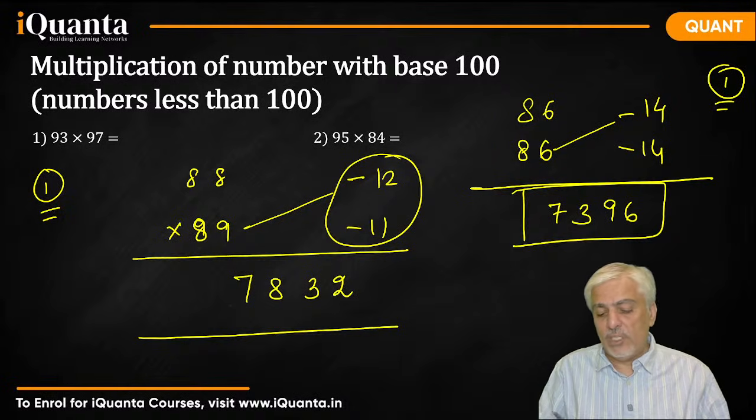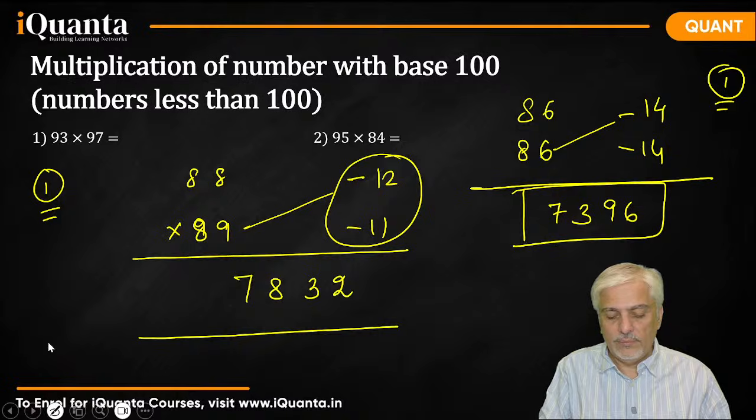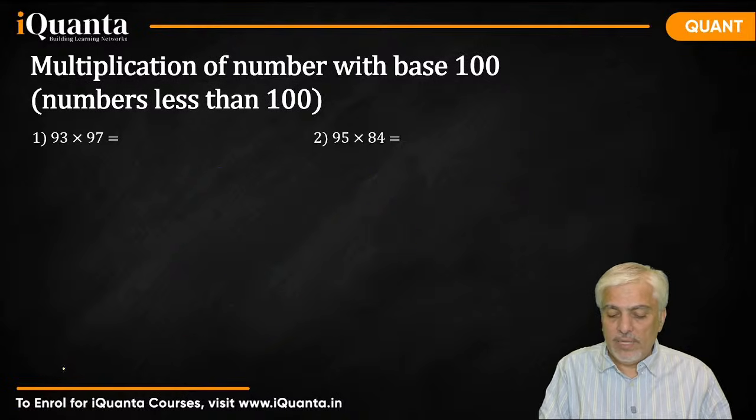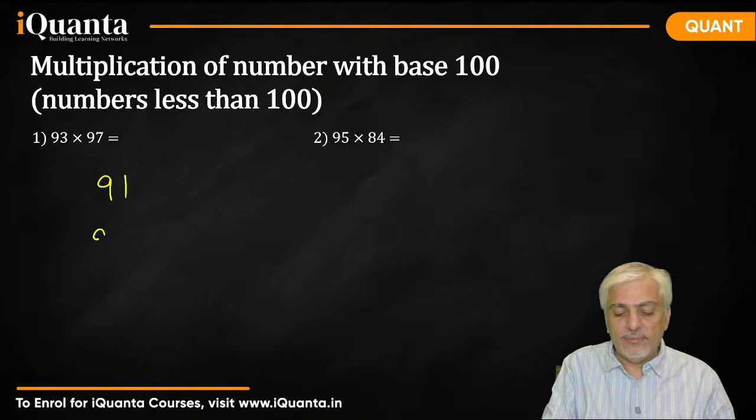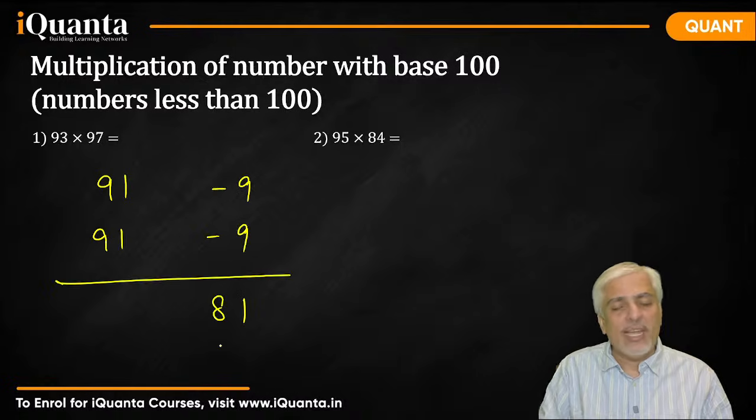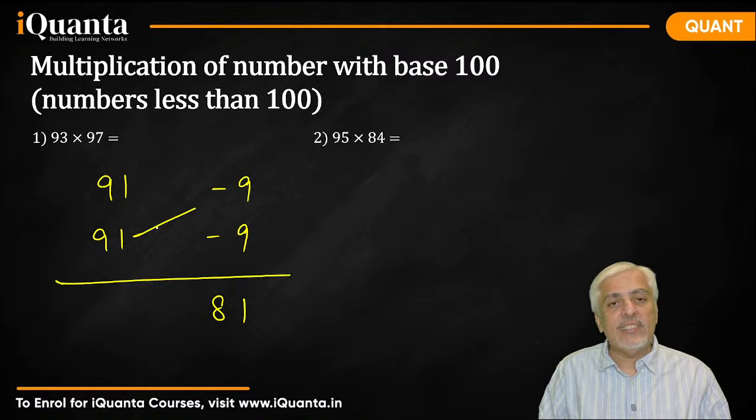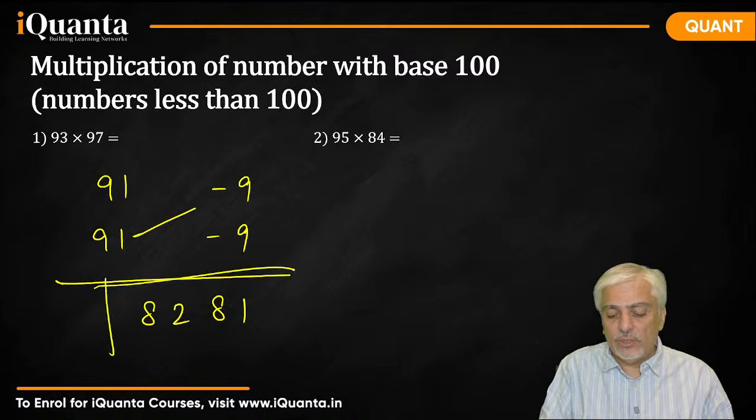Can we do squares also by this method? Like if I want to do 91 square. So minus 9, 9 nines are 81. No carry over, no problem. 91 minus 9, 82. 8281. You should be quick now.